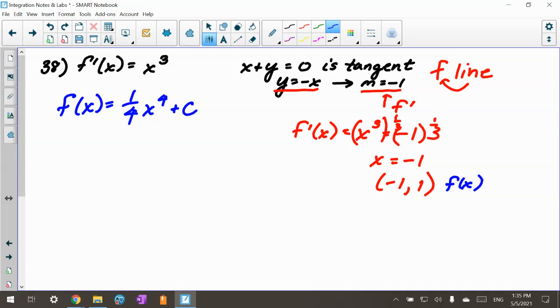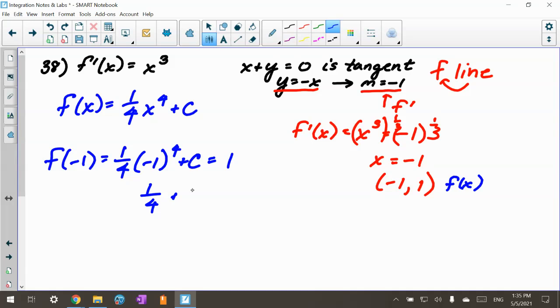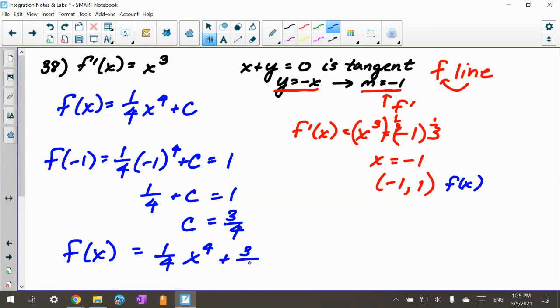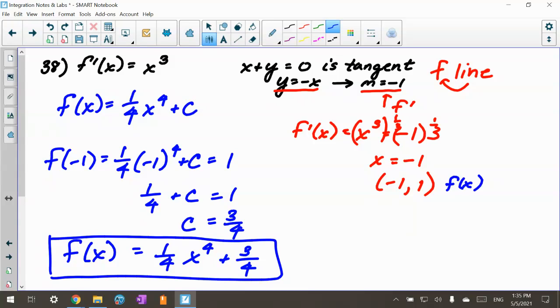Now that helps me find c, because I can do f of -1, watch what I did. It's going to be 1/4 times -1 to the 4th plus c equals 1. When I do that, I have 1/4 plus c equals 1, so c is going to be 3/4. So my actual original function is f of x equals 1/4 x to the 4th plus 3/4. So there is my original function. Okay, so that's 38.